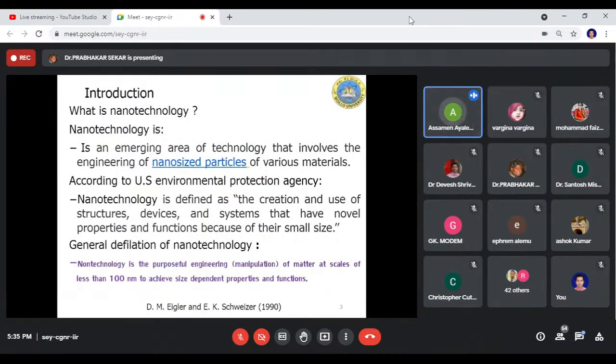In addition, the general definition of nanotechnology is the purposeful engineering, or we can say the purposeful manipulation, of matter at a scale less than or equal to 100 nanometers, to attain a desired size or to manipulate a certain unique property of the matter. So nanotechnology is about the size of the materials. Next, sir.